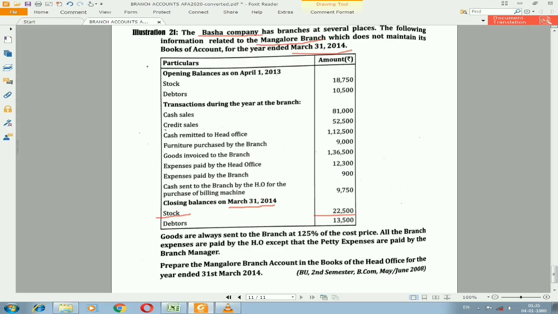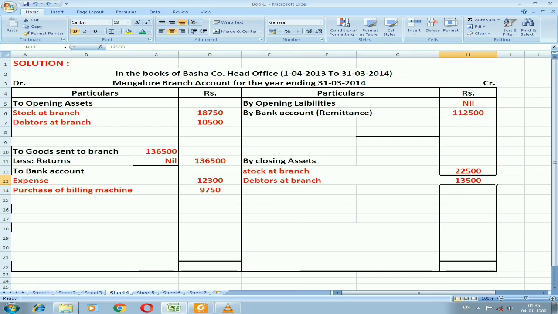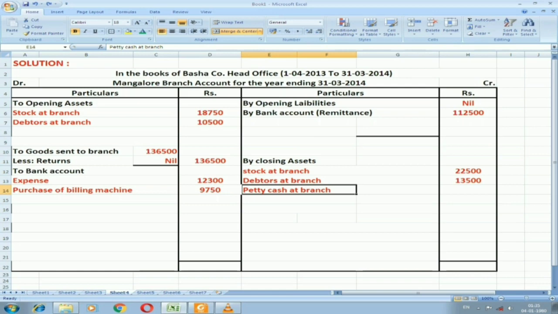Then we need to close the debtors, as we are having the debtors closing balance of 13,500. That will also be taken. Then we need to close the cash, petty cash at branch. In the illustration, we don't have any opening balance of cash or closing balance of cash, but the branch is required to find out the closing balance of cash, because they have done some expenditure in an independent way.